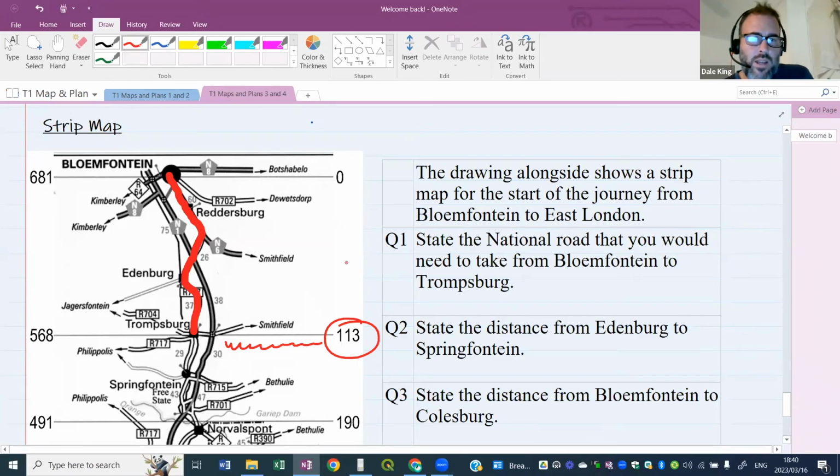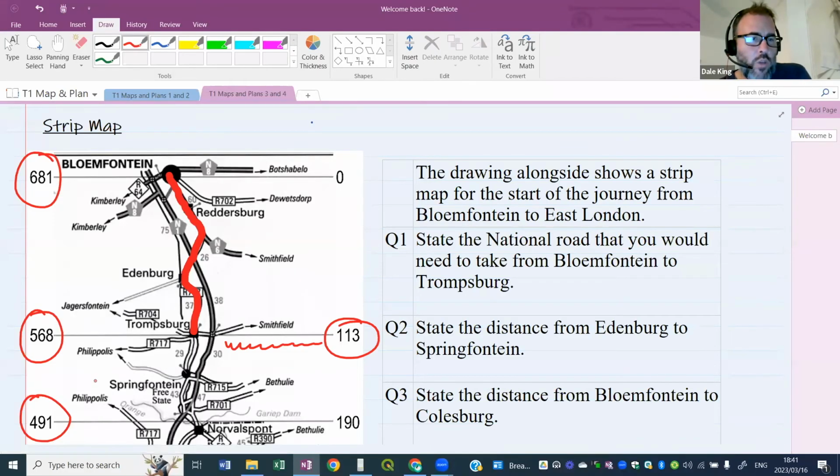Okay, so on the right-hand side here, we can see from 0 to 113. From Bloemfontein to Trompsburg is from 0 to 113 kilometers. Okay, now you must be wondering, what are these numbers on the left-hand side here? Well, this is the journey in the other direction. So if you're going from East London to Bloemfontein, you would start in East London at 0. And when you get to Bloemfontein, you've traveled a total of 681 kilometers.